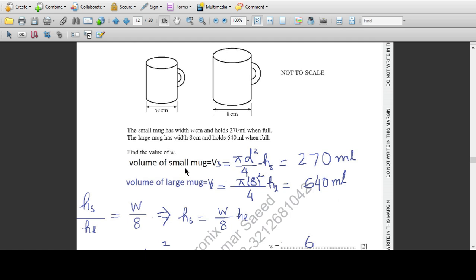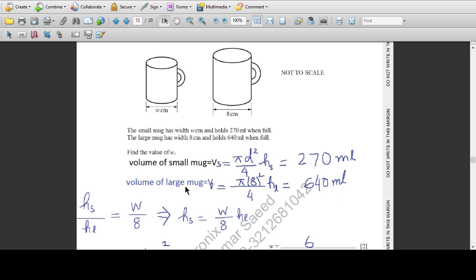So the volume of the small mug is equal to pi r square h. Here we have been given the diameter, so we will write pi upon 4 instead of pi r square h, because radius square is dia square upon 4. So Hs is the height of this mug, and 270 is given here.